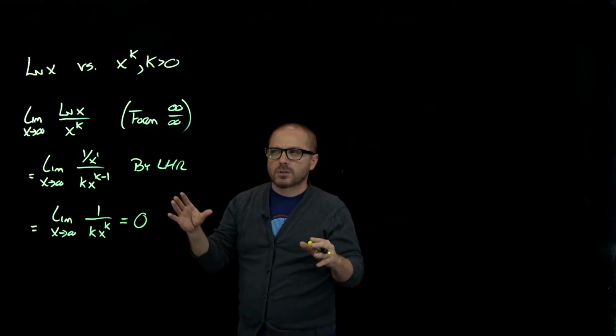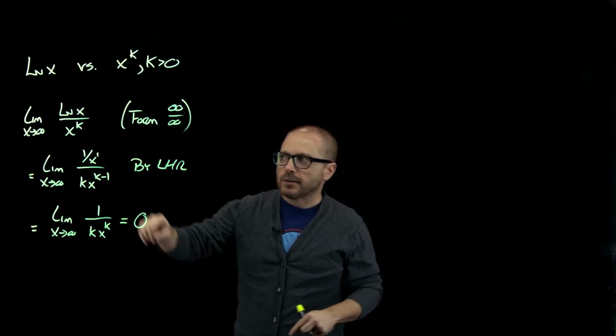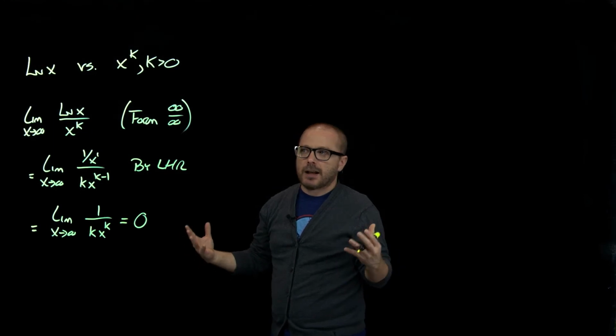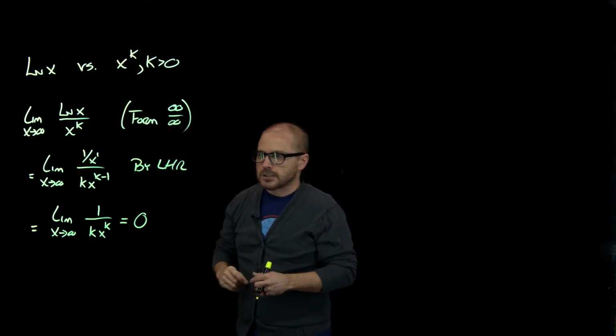So what we've established is that natural log of x actually grows slower than x to any power. No matter how small that k is, it could be the 1/billionth root. It's a very slow growing function. Natural log of x still grows slower. Remember my example about Alpha Centauri, right? That natural log grows very, very, very slow.